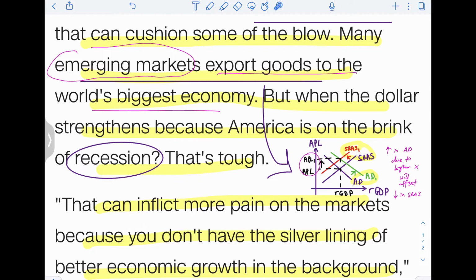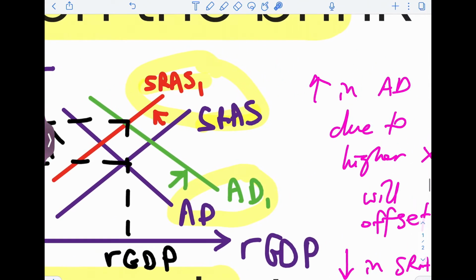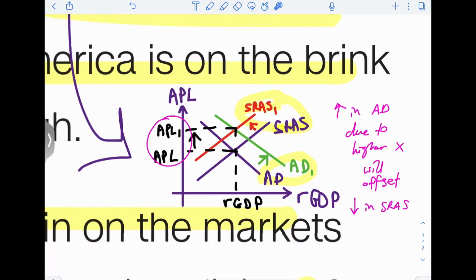But that's not what's happening here. What's happening here is that America is on the brink of recession, which means there isn't this increased American demand or foreign demand for the country's exports.